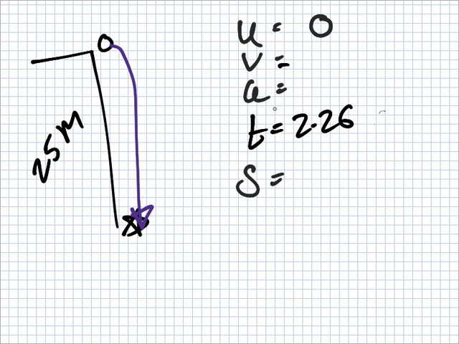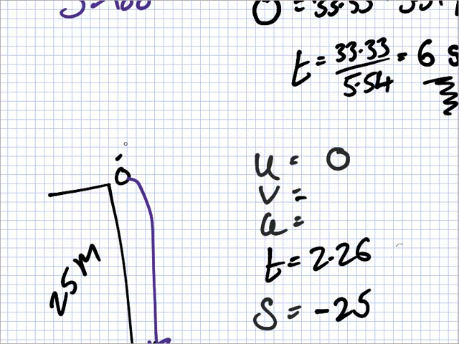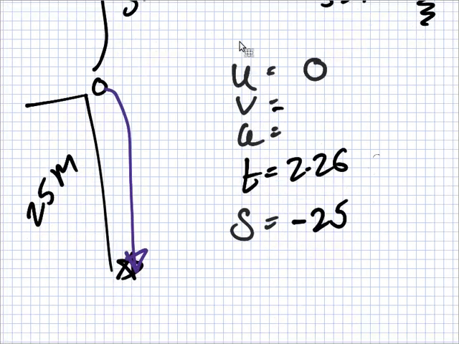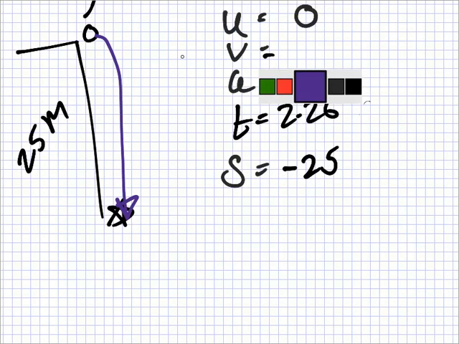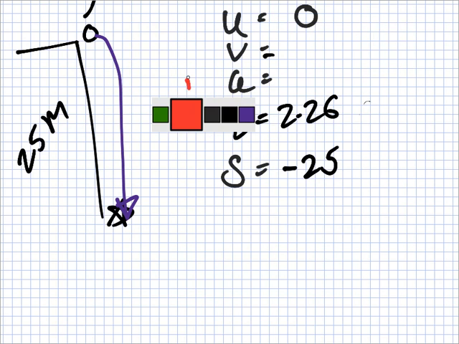Now, okay, you can use 25, but I prefer to use minus 25, downwards, because it's going down, not going up. Because going up would mean S is plus 25. Okay? So, my question here is what's the A and what's the V? I'd like you to try this one. First I want the A, then I want the V.